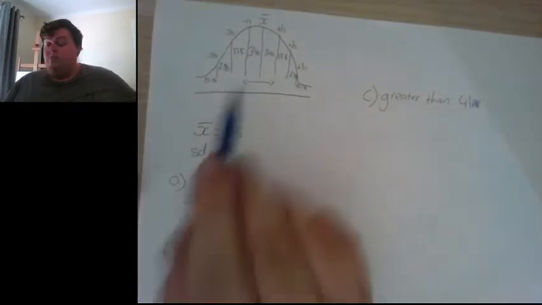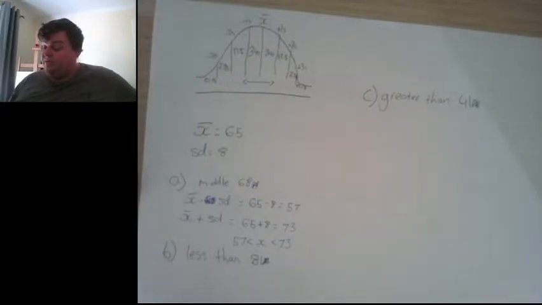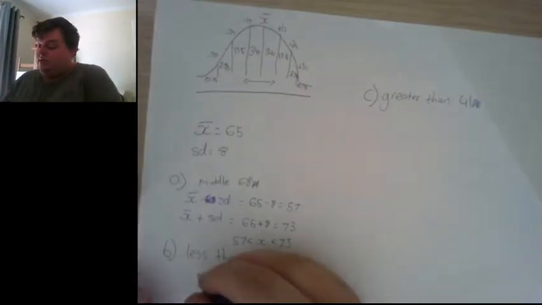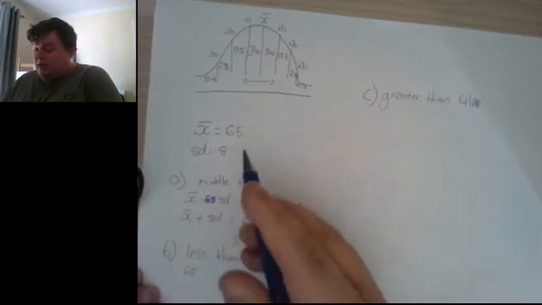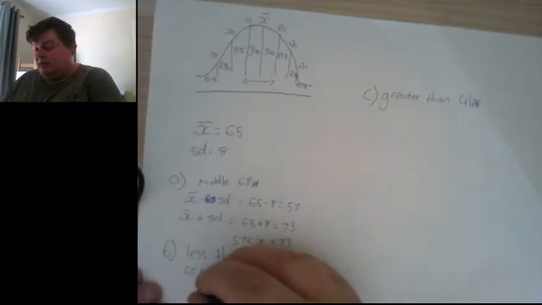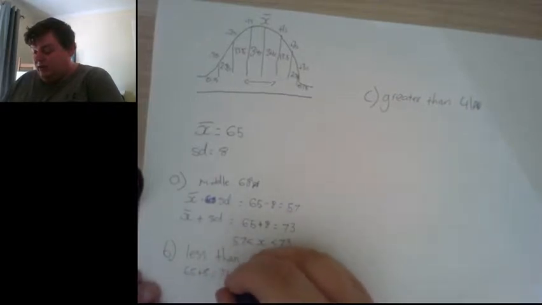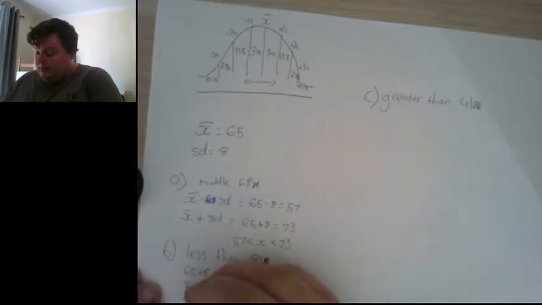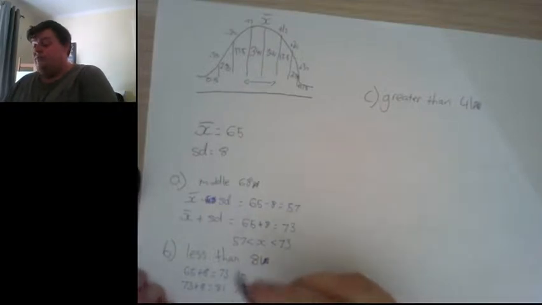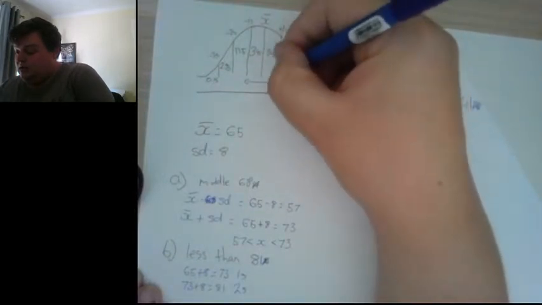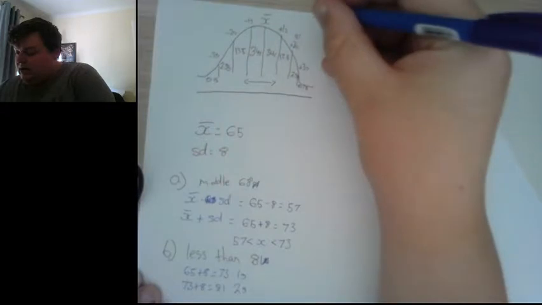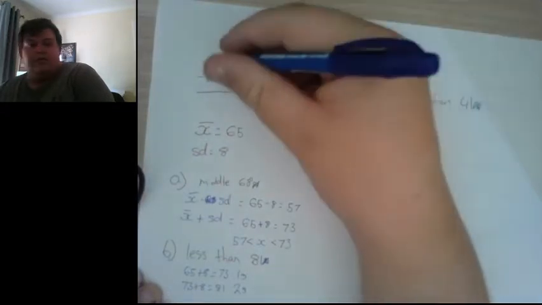But these next two questions are more why I drew this up. So if we're asked to find what percentage of the data is less than 81, I know that my mean is 65. If I want to get to 81, I'm just going to add standard deviations until I get there. So plus 8 is 73, so that's 1. 73 plus 8 equals 81, so that's 2 standard deviations above. So from the mean, that's 73, that's 81, and I want to find what percentage is less than 81, so everything back this way.